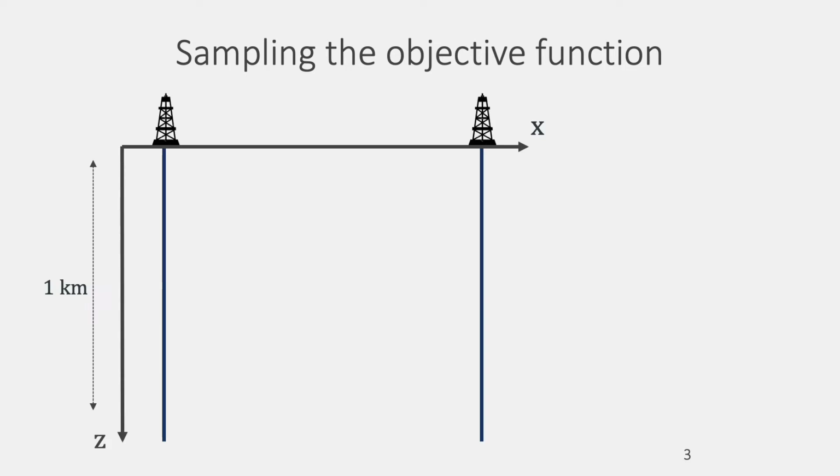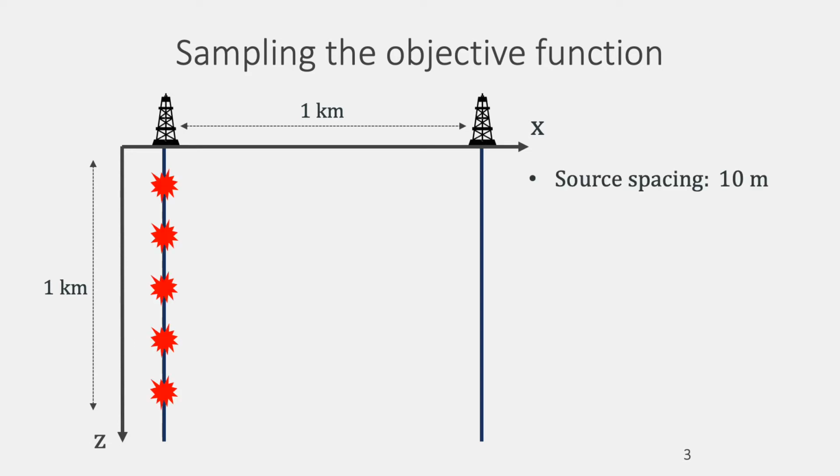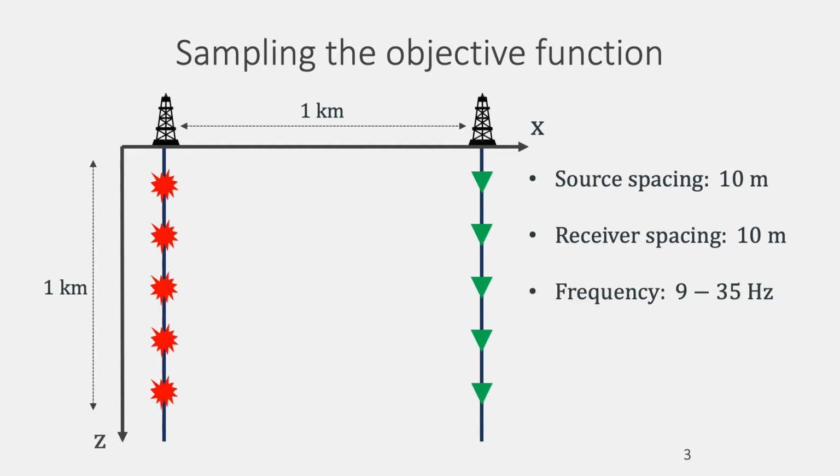We consider a transmission experiment where we place two vertical boreholes separated by 1 kilometer. In the left borehole, we place 100 sources every 10 meters. And in the right borehole, we place 100 receivers every 10 meters as well. Our seismic source contains energy ranging from 9 to 35 Hz. We model noise-free data with an acoustic isotropic engine and a 10-meter grid spacing. Finally, the true model is assumed to be homogeneous and is set to 2.5 kilometers per second.